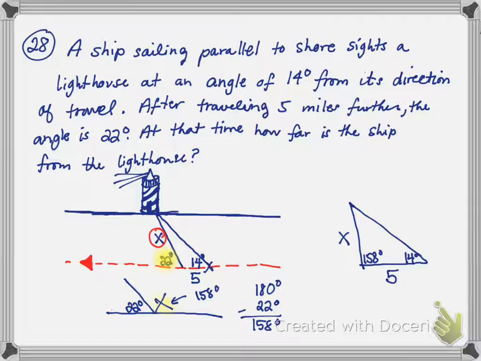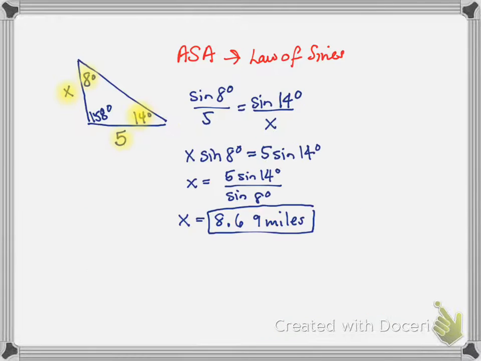Okay, so now that we are set up, if you look at what you're given, you are given angle, side, angle. So angle, side, angle gives us the law of sines. So what I'm going to do is take the sine of 8 degrees over side 5, equals sine of 14 degrees over side X.